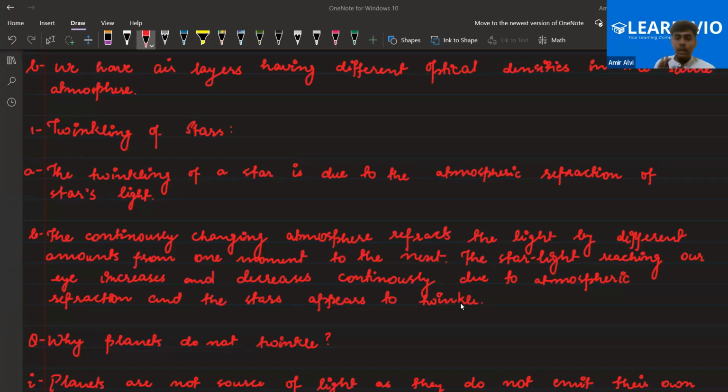Okay. The main reason for the twinkling of stars is that they are the actual source of light. Even though they are billions of kilometers away from the earth, stars are much farther away. The nearest star is almost 300 light years away, something like that, and the sun is around 25 lakh kilometers. So they are almost beyond the reach of human technology, and still we can observe them in the sky, right? So that is the reason.